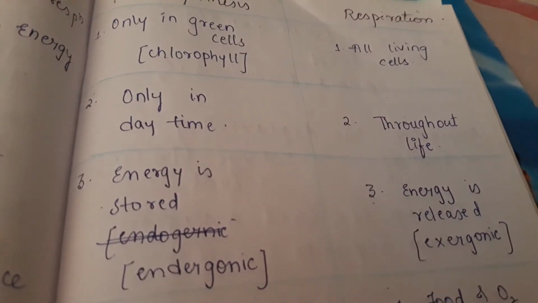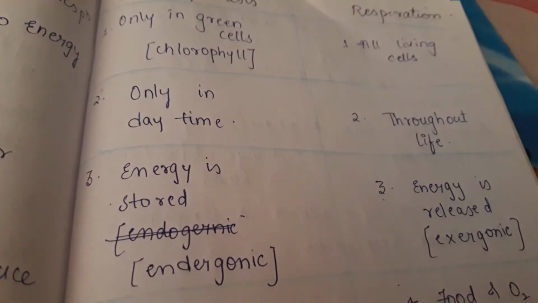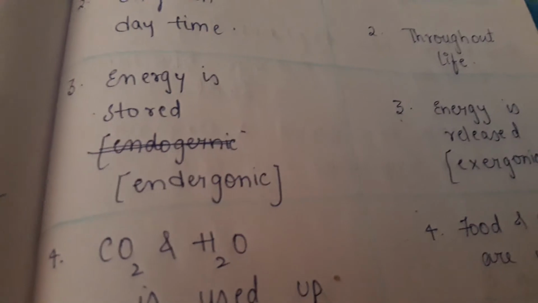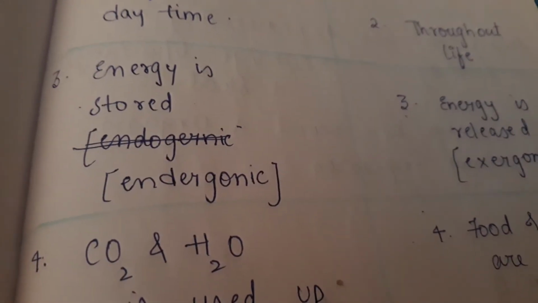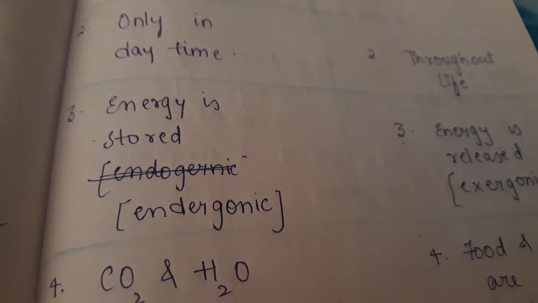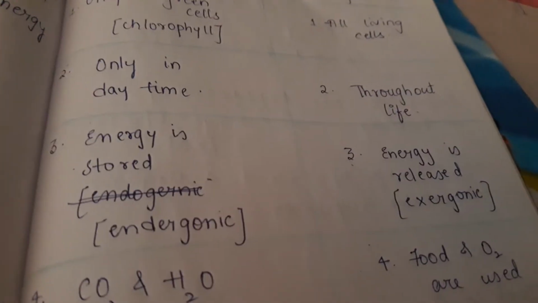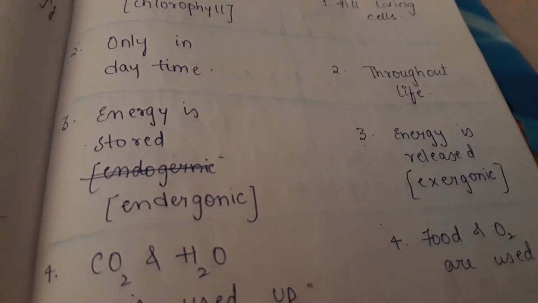Then again coming to photosynthesis, energy is stored in the form of starch and everything. That is why we say endergonic. Energy is stored in photosynthesis. Rather in respiration, energy is released, that is exergonic.